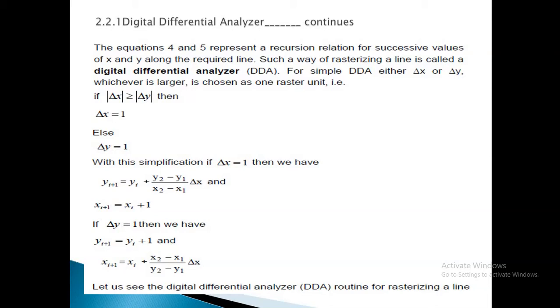Then, with the simplification of the slope of the line, if delta x is equal to 1, we have yi plus 1 is equal to yi plus y2 minus y1 upon x2 minus x1 into delta x, and x is incremented. If delta y is equal to 1, then yi plus 1 is equal to yi plus 1 and xi plus 1 is equal to xi plus x2 minus x1 upon y2 minus y1 into delta x.